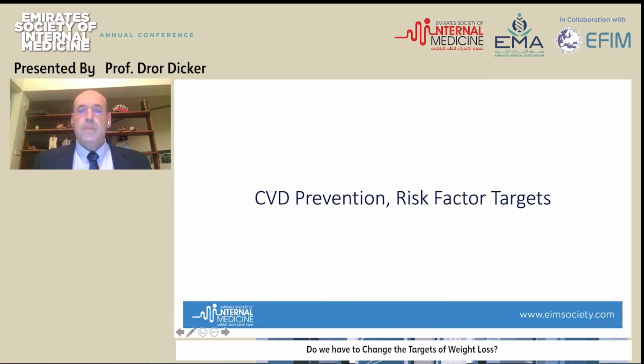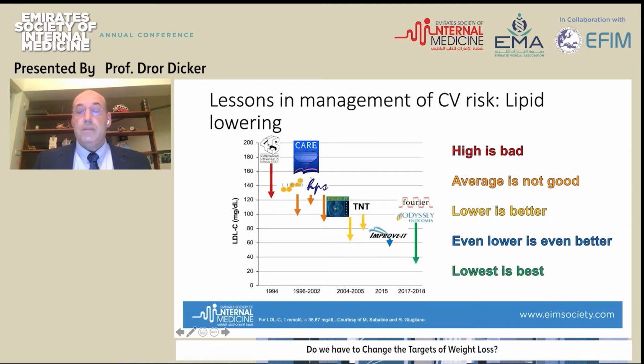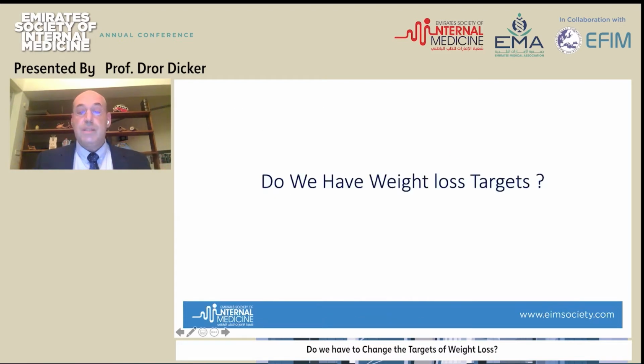So we know that in cardiovascular prevention we have targets for risk factors, for example the LDL targets. We know now that the lowest is better, and we should aim to have below 55 milligram per deciliter LDL in order to prevent cardiovascular disease, or for secondary prevention. So in hyperlipidemia we have targets. We also have targets for hypertension and for diabetes. So do we have weight loss targets?